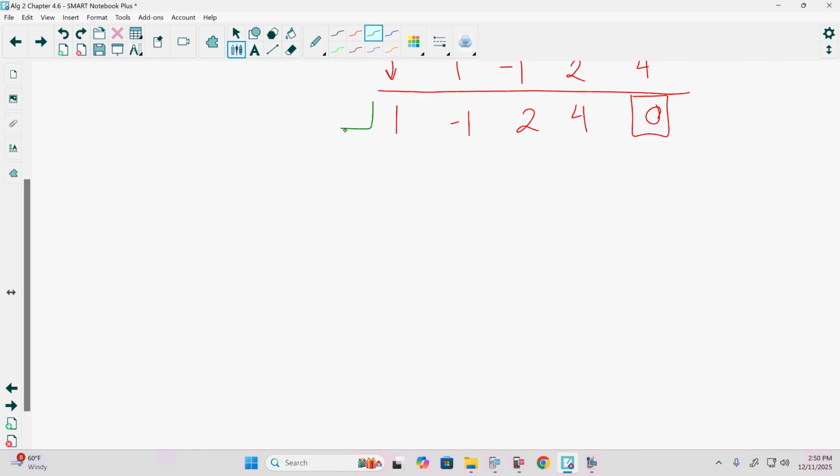Now the other solution that we had was negative 1. Now we're going to have some sign changes happening here. Negative 1 times 1 is negative 1. Negative 1 plus negative 1 is negative 2. Negative 1 times negative 2 is positive 2. 2 plus 2 is 4. 4 times negative 1 is negative 4, and 4 plus negative 4 is 0.